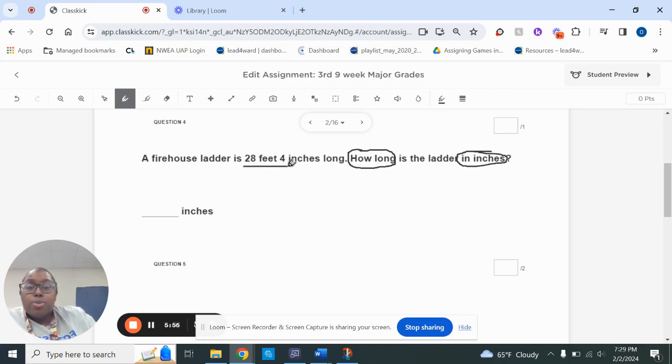Now we have 28 feet and we have 4 inches. So both of them are important, but once again, going back to what we are trying to find. How long in inches? So we're gonna have to do something about this, okay?